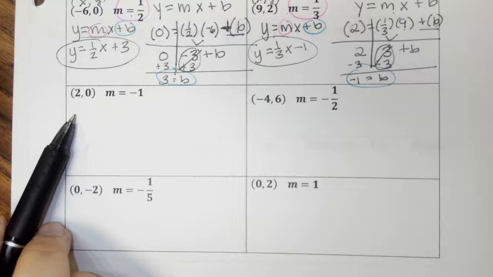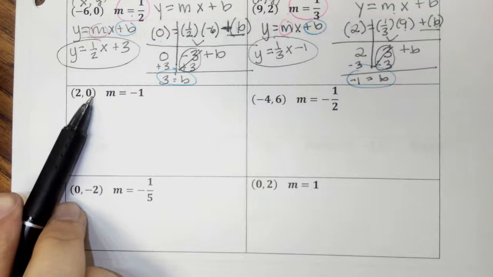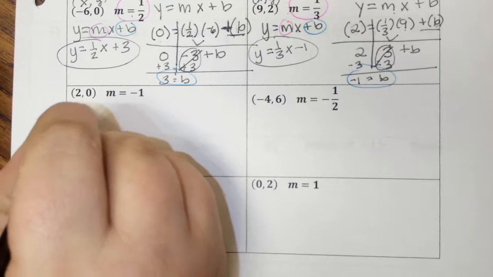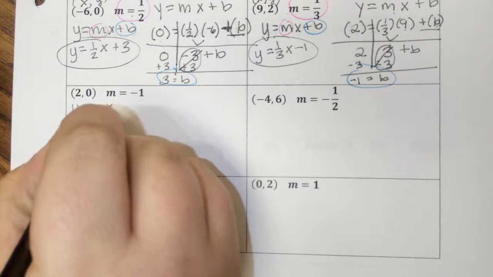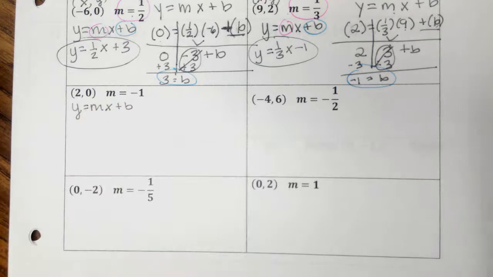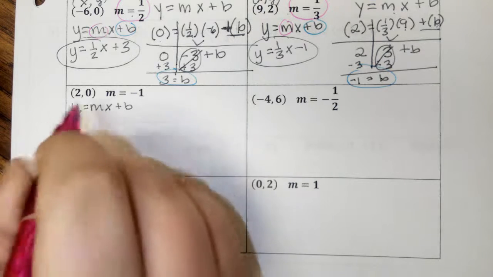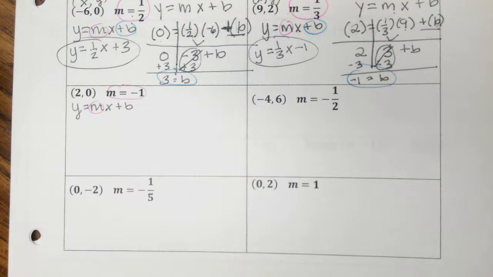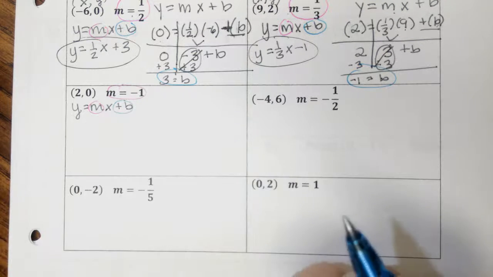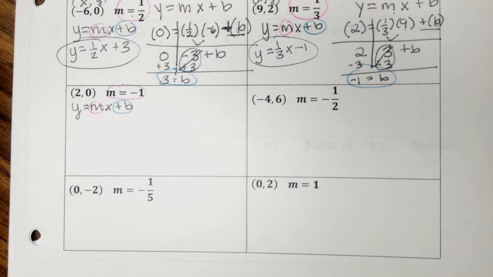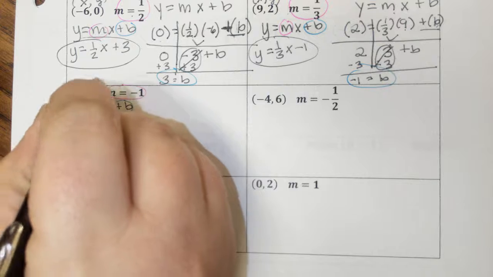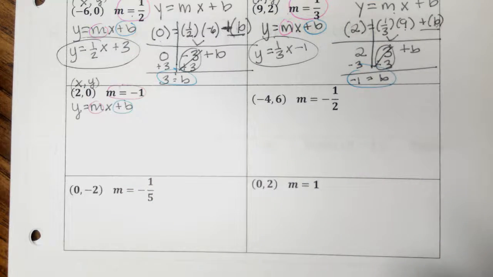Looking here at the next example, where the point is 2, 0 and the slope is -1. Our goal is to write a linear equation y equals mx plus b. But we need to replace m with a number. We know that the slope is -1. We also need to replace b with the y-intercept, which we don't know yet. What we do know is the ordered pair x, y.